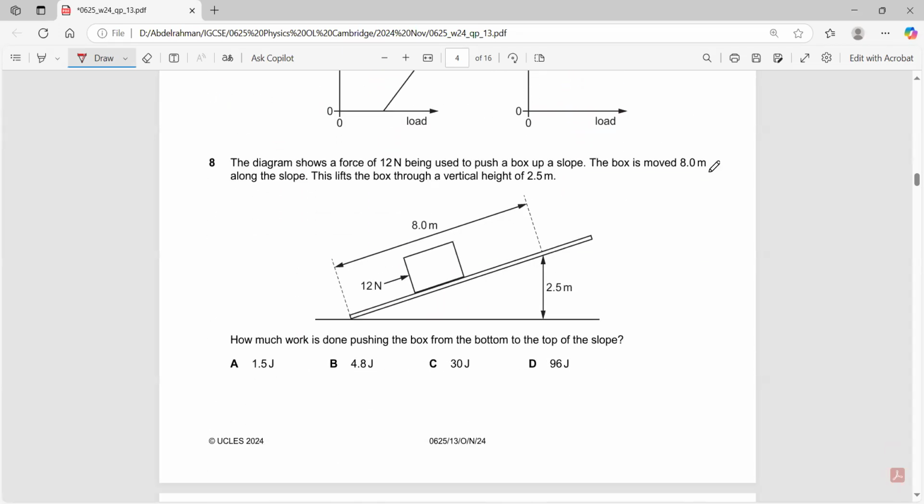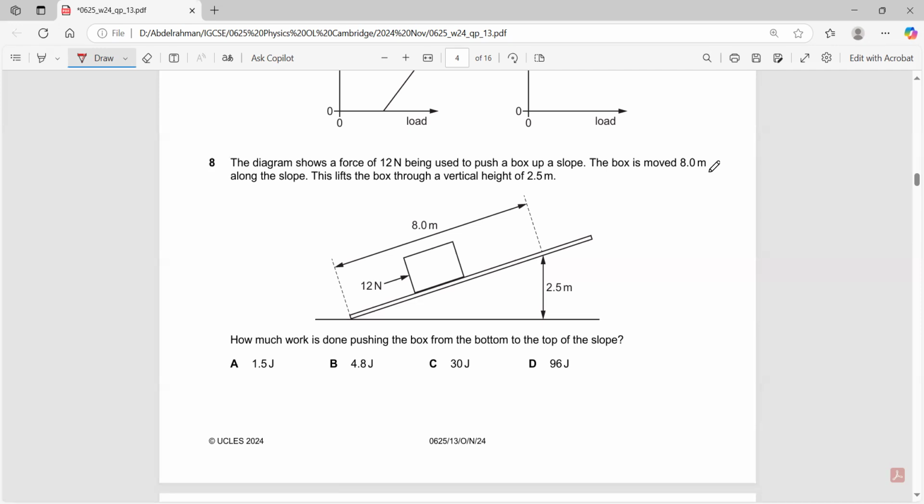The diagram shows a force of 12 newtons being used to push a box. The box is moved 8 meters along the slope. This lifts the box a vertical distance of 2.5 meters. How much work is done pushing the box from the bottom to the top of the slope?